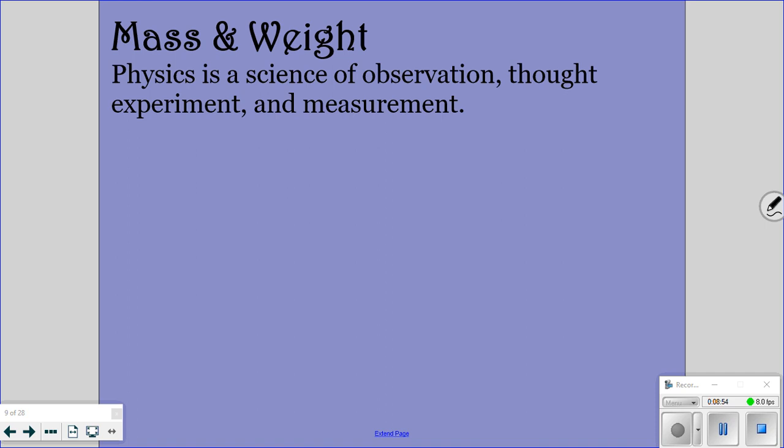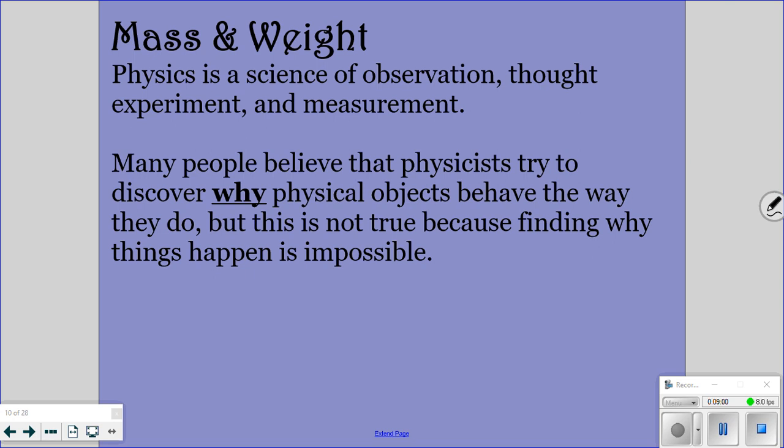Physics is a science of observation, thought, experiment, and measurement. Many people think that physicists try to discover the why behind why physical objects behave the way they do, but that's not true because finding the why things happen is impossible. It's like asking my little boy, why did you do that? He doesn't know. He can't tell you that. He just decided to do it.